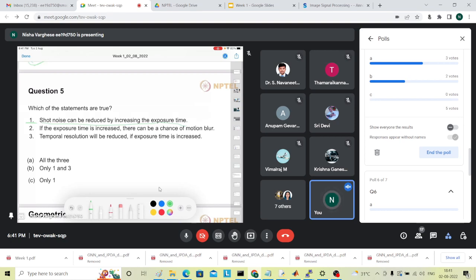Temporal resolution is what? If the resolution is higher, it means more frames are captured in a particular time. So if you are increasing the exposure time, the number of frames captured is less, so the temporal resolution will be reduced. So that option is also correct. So the answer is A, all the three.